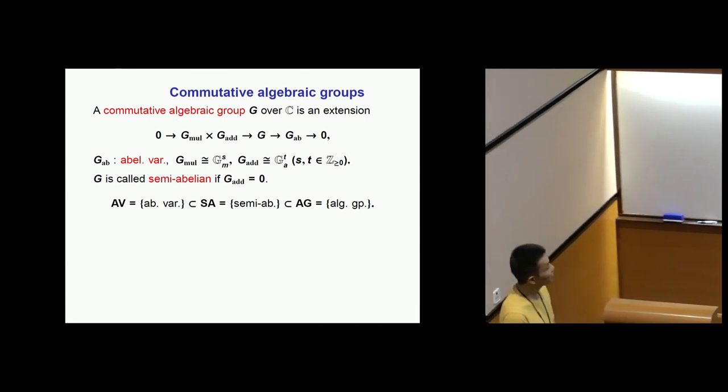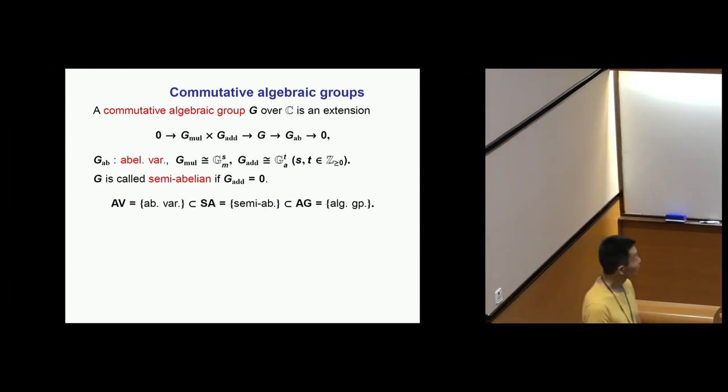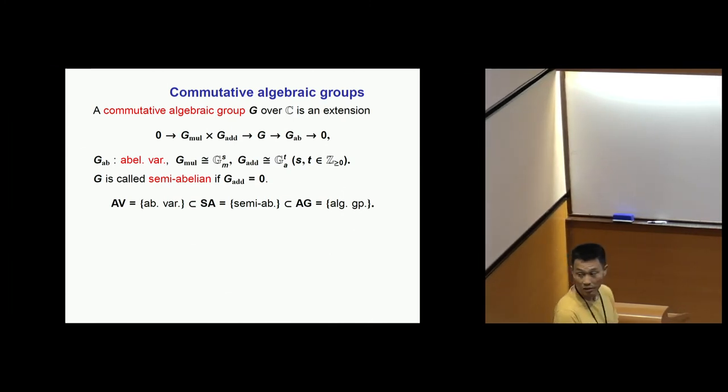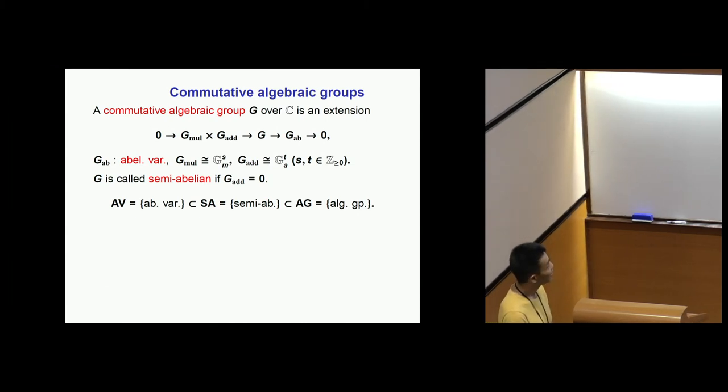So this is a three-step hierarchy among commutative algebraic groups, and a similar structure will be seen in this talk repeatedly. The goal of my talk is Hodge theory, and in terms of Hodge theory, Abelian varieties correspond to pure Hodge structures, and semi-Abelian varieties, this middle part, correspond to mixed Hodge structures. And AG, all commutative algebraic groups, will correspond to mixed Hodge structures with modulus, our category.